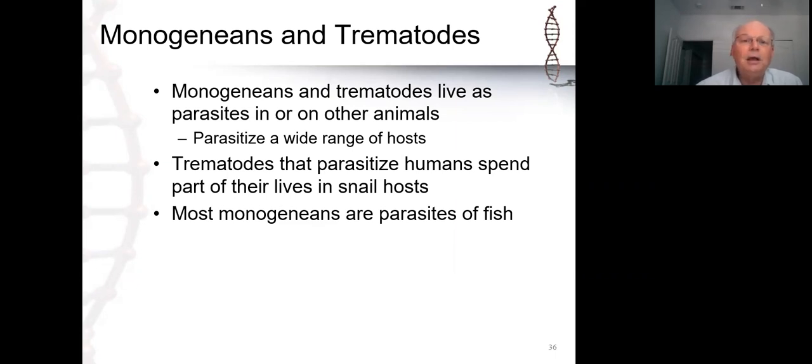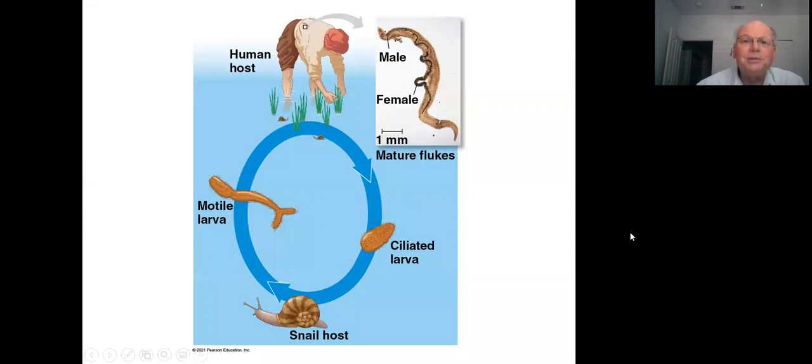Trematodes are parasites of vertebrates, and that includes humans. So if we take a look at a typical trematode parasite that interacts with humans, the liver fluke. So this is the liver fluke.